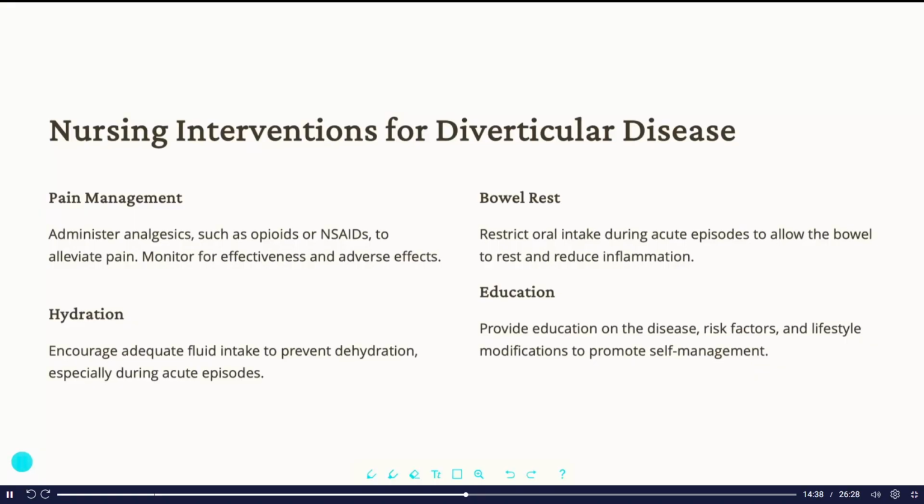diet as tolerated. So I will say that with diverticulosis, we encourage the patient to have a high fiber diet, which we'll discuss on the next slide. And that will prevent and reduce the risk of diverticulitis occurring. However, with diverticulitis, when you have that flare up, you don't want them to have a high fiber diet. You want a low residue diet to make it easier on the gut.